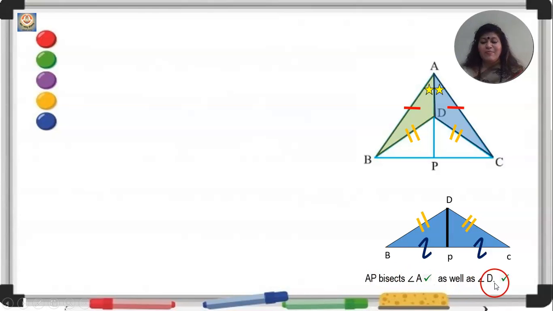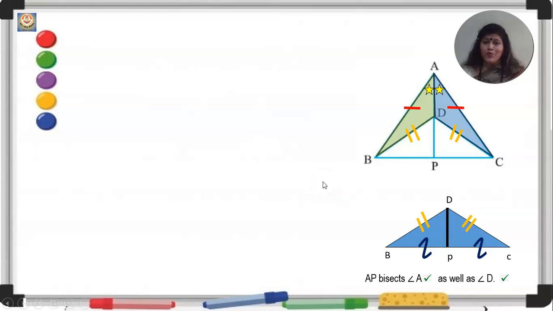How do you prove AP bisects angle D? Now that is a tricky part. For that, you have to prove these two triangles congruent. That is triangle DPB congruent to triangle DPC.